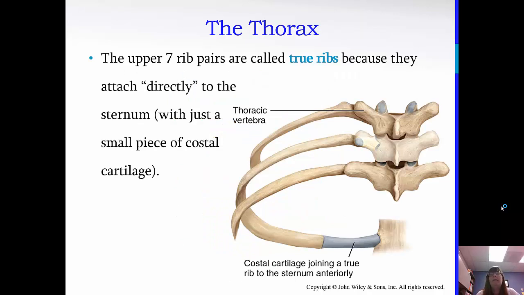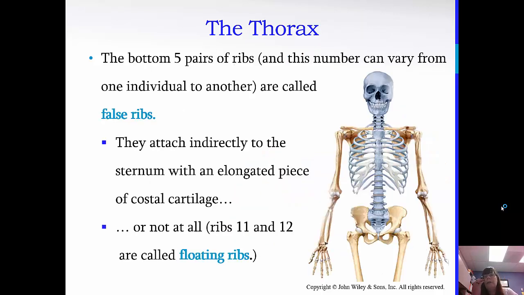The upper 7 pairs of ribs are called true ribs because they directly attach to the sternum. The bottom 5 pairs are called false ribs because they attach to the sternum indirectly. So if you look at the picture, you can kind of see that all of the cartilages come together and then attach to the sternum. And the last 2, the 11th and 12th ribs, are actually called floating ribs because they're not attached at all.